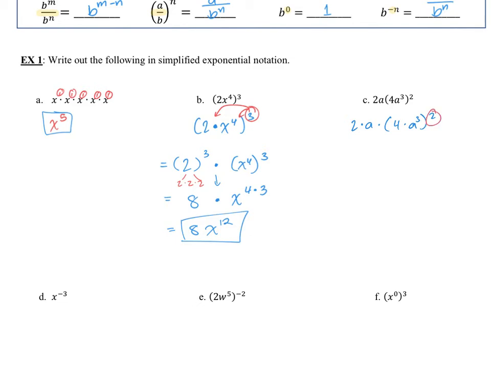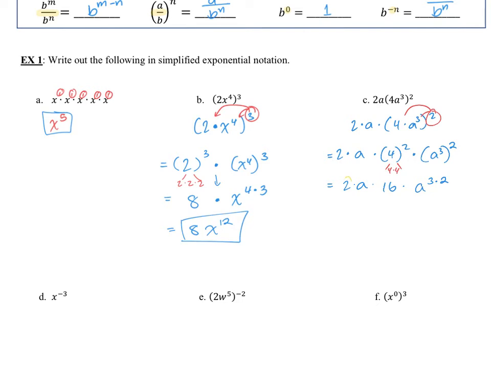Let's go ahead and do the same thing we did for b. Distribute the 2 in. How come we can do the distribution? Because there's multiplication. Okay, remember, we cannot do it over addition. All right, let's go ahead and distribute that 2 in. So then we have 2 times a times 4 raised to the second power times a to the third power, also raised to the second power. We can simplify this to 2 times a times, 4 squared is 4 times 4. So that's 16 times a to the 3 times 2, because that was the power rule right there.